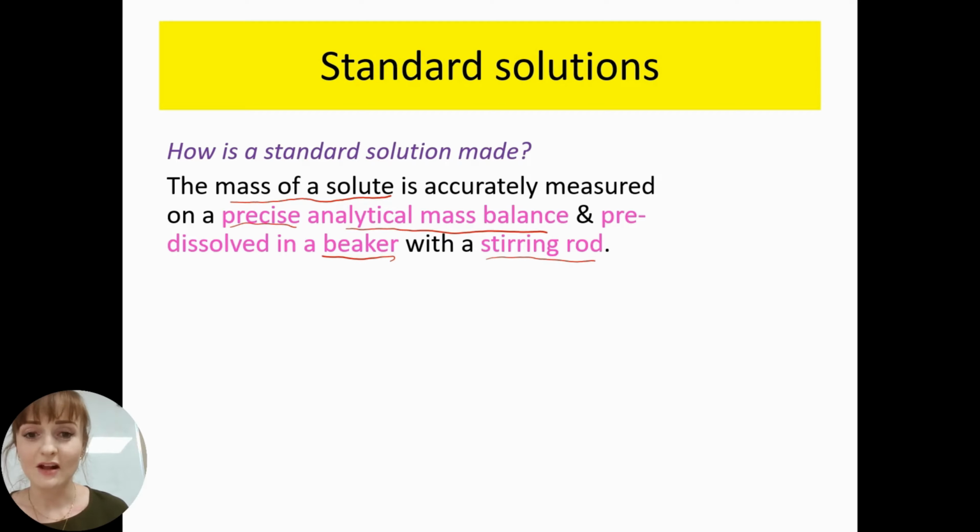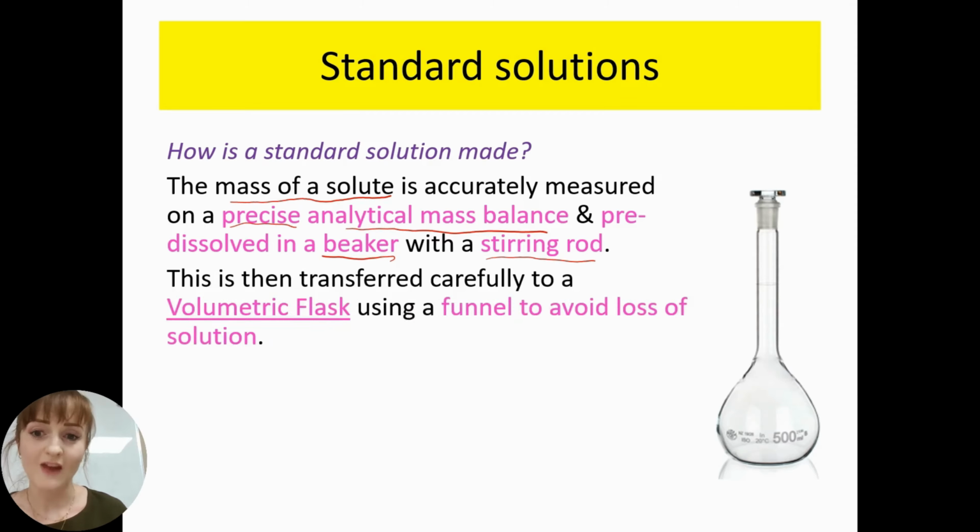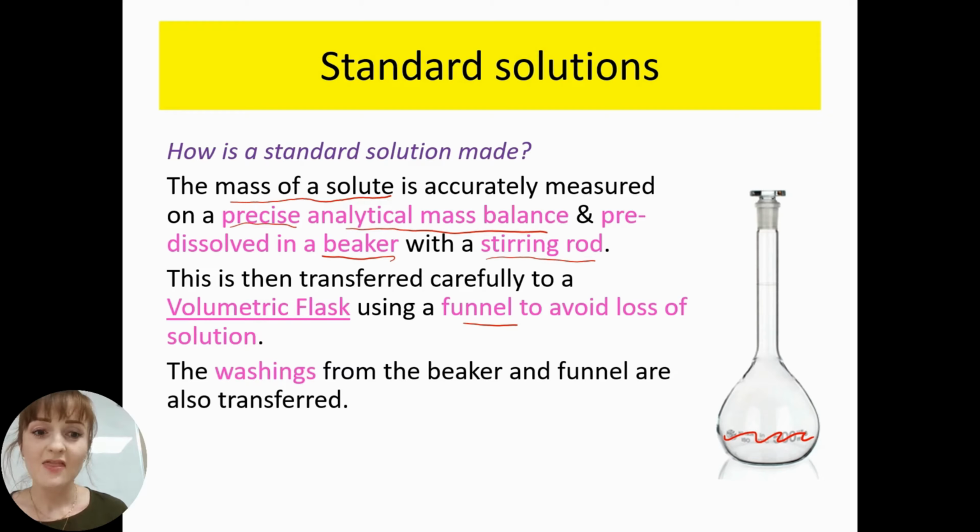After you have it dissolved in a small amount of water, then you'll transfer it to a volumetric flask. You'll use a funnel to make sure that you don't accidentally lose any of the solution that you're trying to transfer. And at this point, what you should have is a small amount of the dissolved solute in the bottom of the volumetric flask.